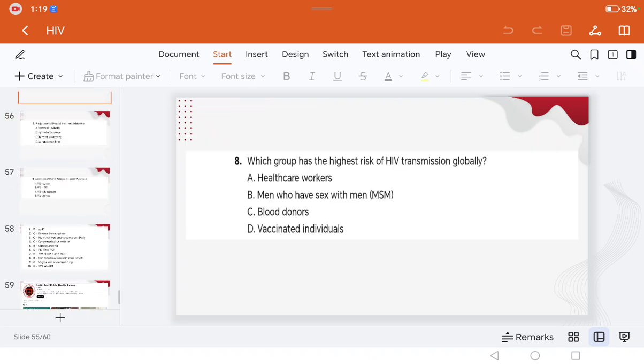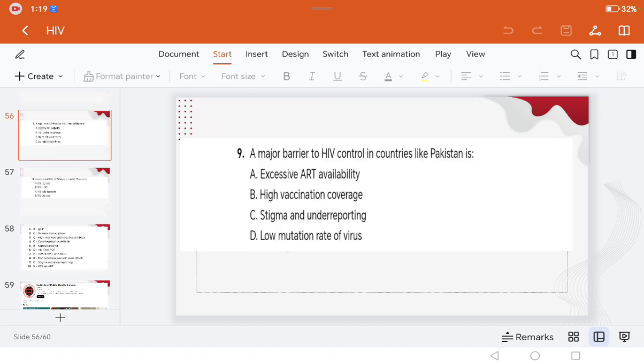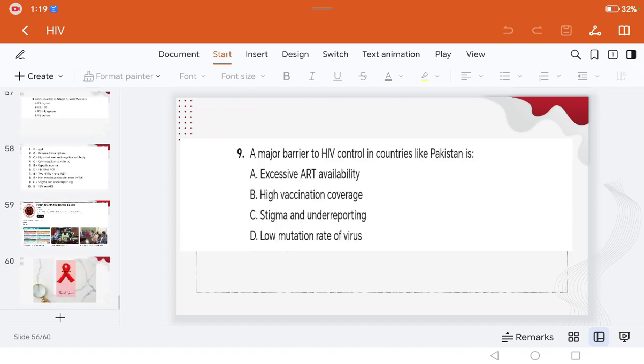Number eight, which group has the higher risk of HIV transmission globally? A. Healthcare workers, B. Men who have sex with men, C. Blood donors, or D. Vaccinated individuals. So the answer is B. And number nine, a major barrier to HIV control in countries like Pakistan is A. Excessive ART availability, B. High vaccination coverage, C. Stigma and underreporting, or D. Low mutation of virus. So the correct answer is C.